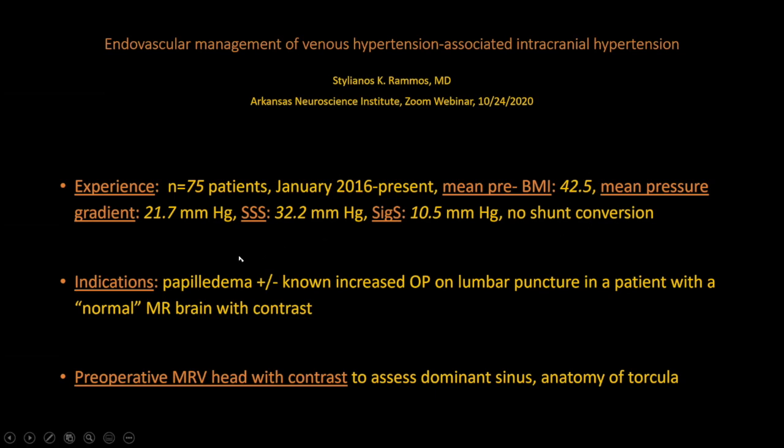Our indications are similar: the presence of papilledema with or without a known increased opening pressure on a lumbar puncture in a patient with a fairly normal MRI brain with contrast, excluding all the findings that we commonly see in intracranial hypertension. I obtain a preoperative MR venogram with contrast to assess the side of the dominant sinus and to assess the anatomy of the torcula in case access may be tricky.